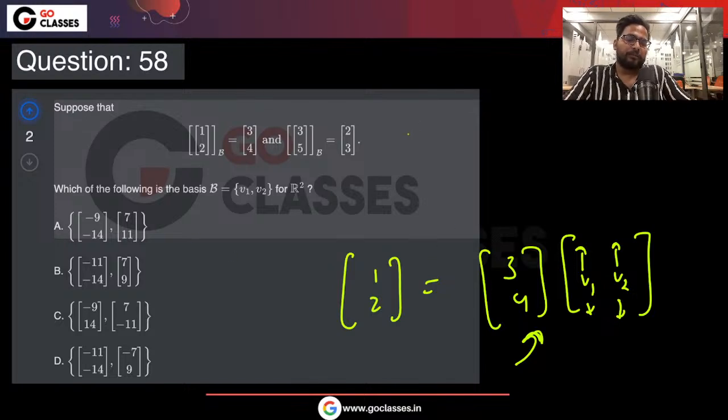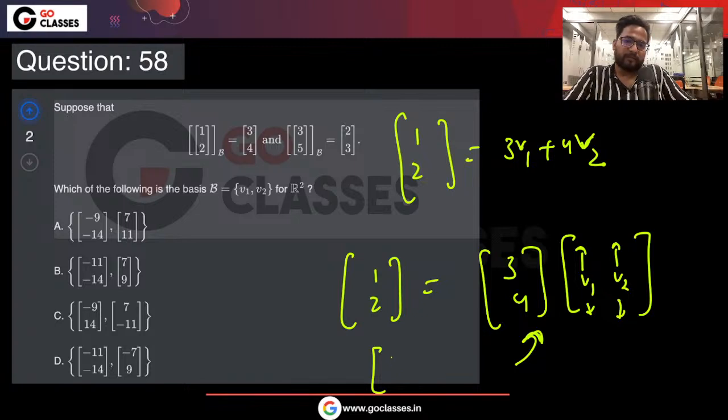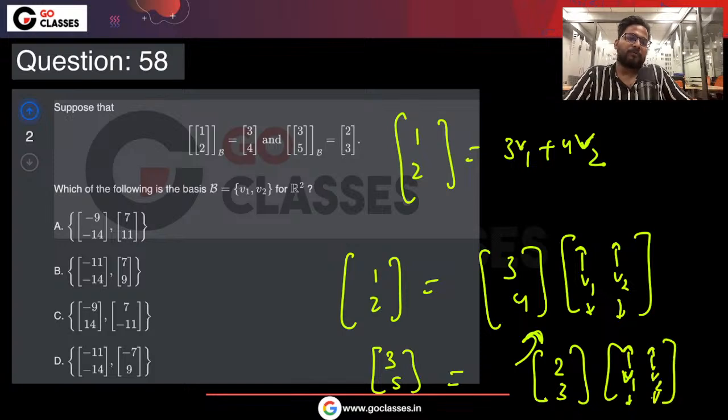So you can say 1 2 equals 3v1 plus 4v2. This is one equation. Okay, another one you can make like this, right? So again you can say that 3 5 is equal to 2v1 plus 3v2. Now they're asking about v1 v2, which of the following is this v1 v2. So basically you need to solve for v1 v2 only.